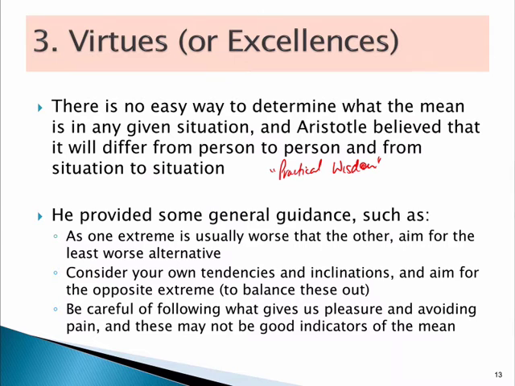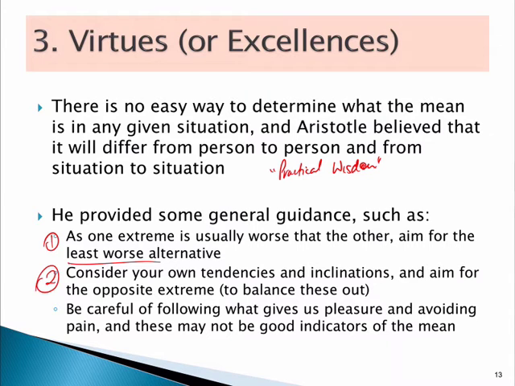So when you're faced with a particular problem, how do you know what to do? How do you know that you're actually being courageous and not rash? And he said, well, here's a couple of rules. First, if you think that one extreme is going to be worse than the other, aim for the least worst. So go a bit more towards the pole that seems least worst. So I think if you're going into battle, right, lean more towards rashness rather than cowardice, right? Because that's probably going to be better than being a coward in that situation.